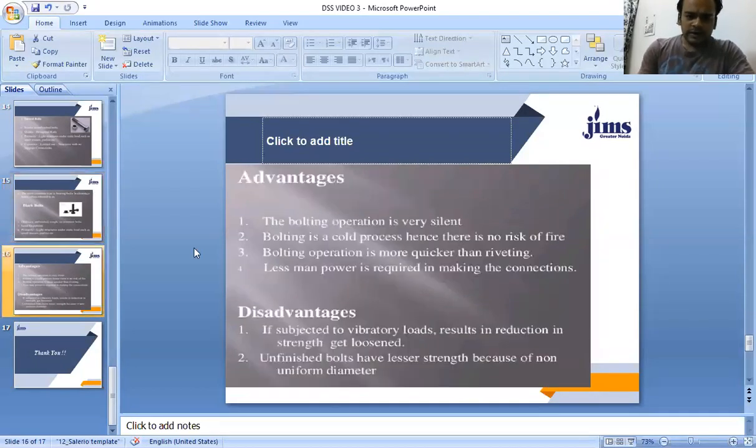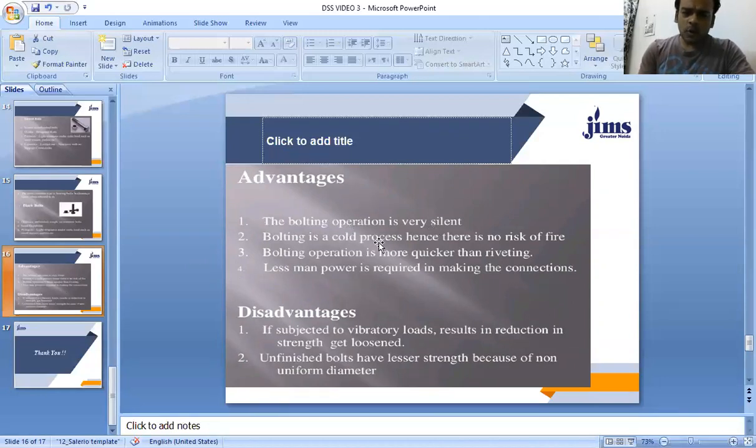There are a few advantages and disadvantages of bolting connections. First of all, the advantages: the bolting operation is very silent. This was not the case in riveting because while riveting we need to do hammering, so there is a lot of noise, which is very unpleasant for an individual. But this problem is not there with bolts. The bolting operation is very silent.